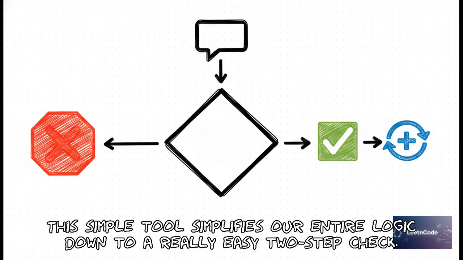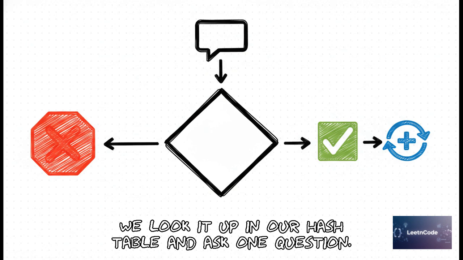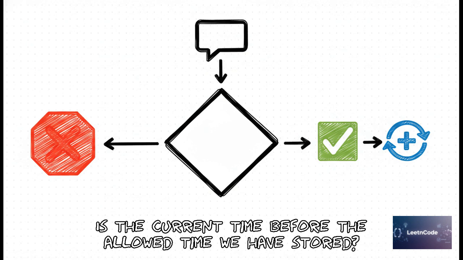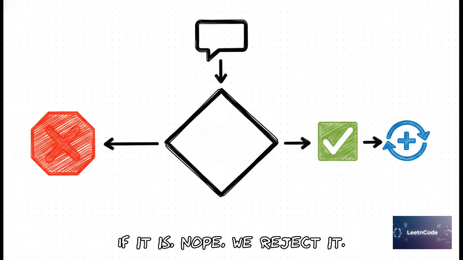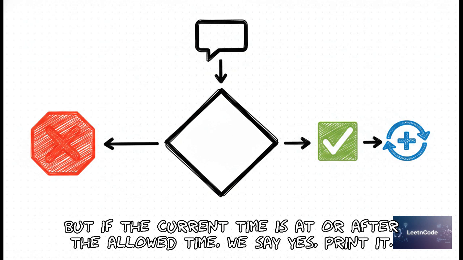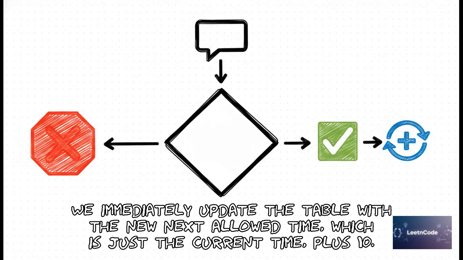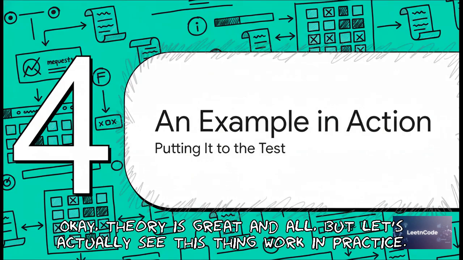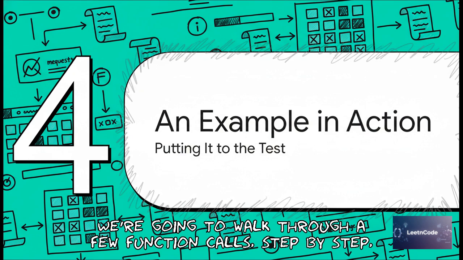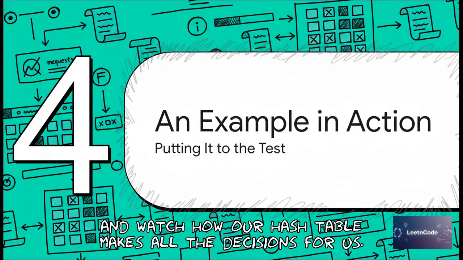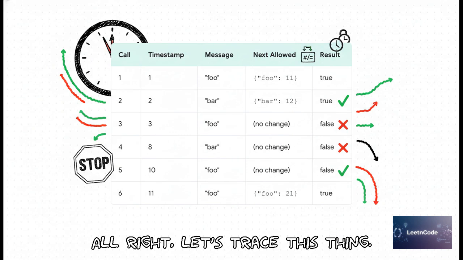This simple tool simplifies our entire logic down to a really easy two-step check. A message comes in. We look it up in our hash table and ask one question. Is the current time before the allowed time we have stored? If it is, nope, we reject it. But if the current time is at or after the allowed time, we say yes, print it. And this part is absolutely crucial. We immediately update the table with the new next allowed time, which is just the current time plus 10. Okay, theory is great and all, but let's actually see this thing work in practice. We're going to walk through a few function calls, step by step, and watch how our hash table makes all the decisions for us.